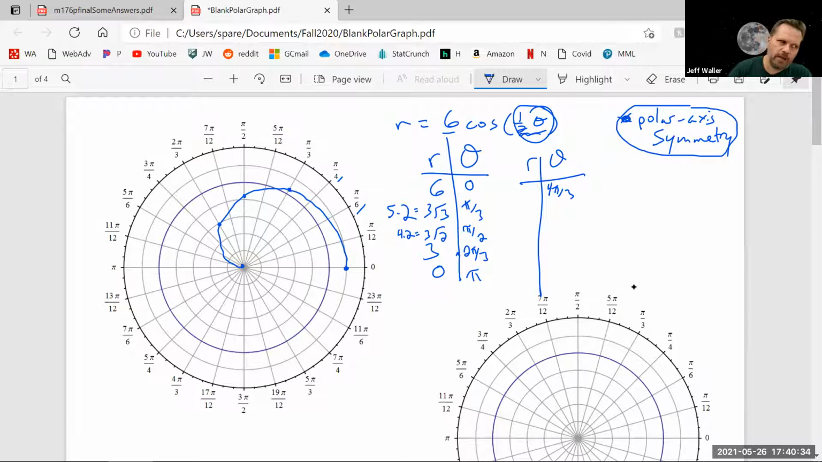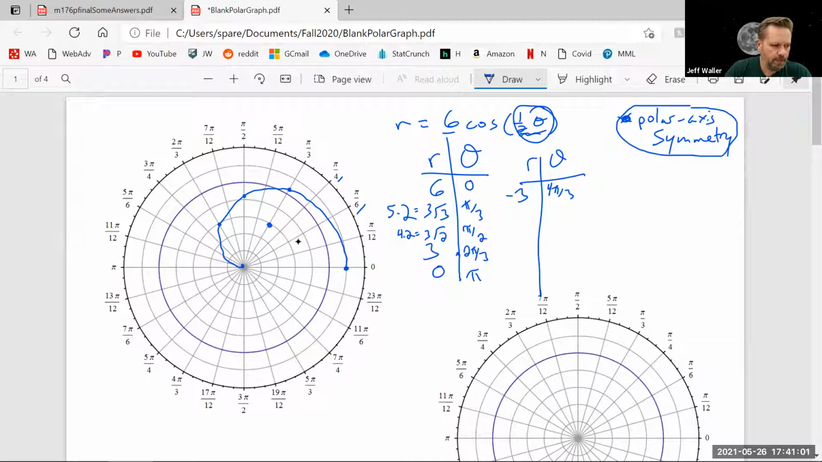Cosine of 2 pi over 3 would be -1/2. So I end up with -3. So that's interesting. At 4 pi over 3, it goes back 1, 2, 3. Most intriguing. All right. This is a weird looking dude. That's why I picked it.